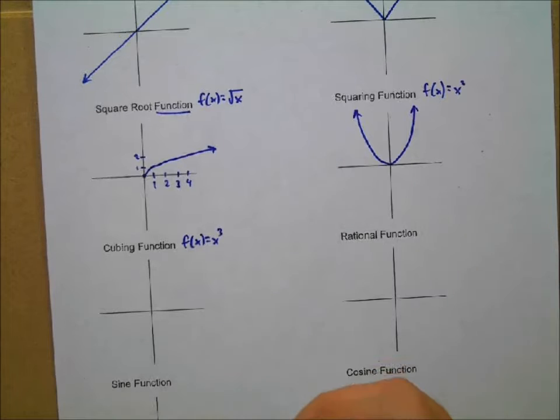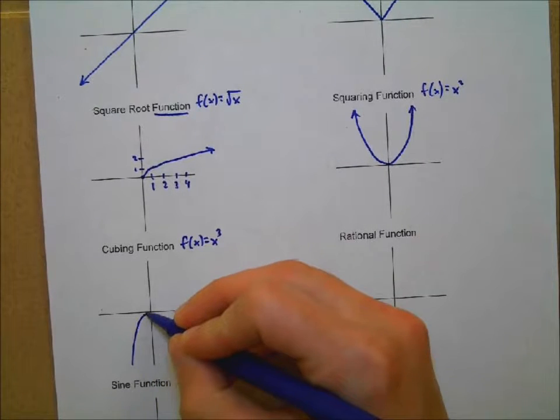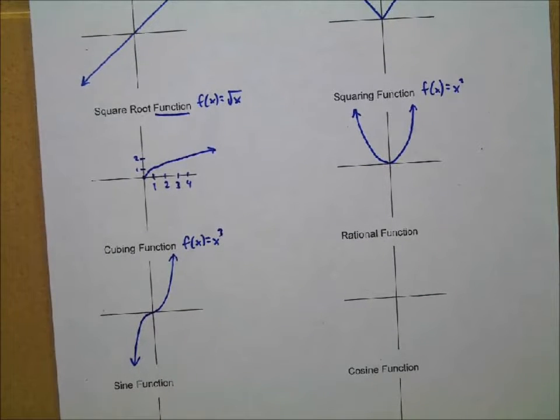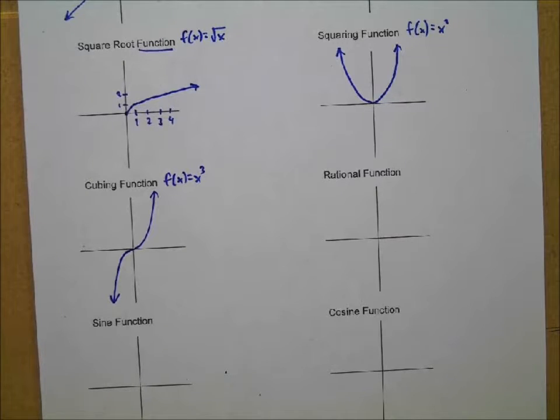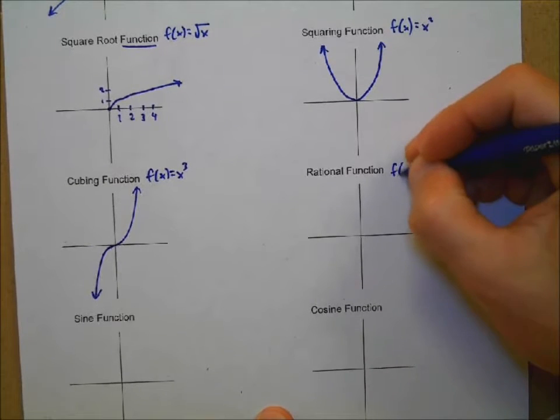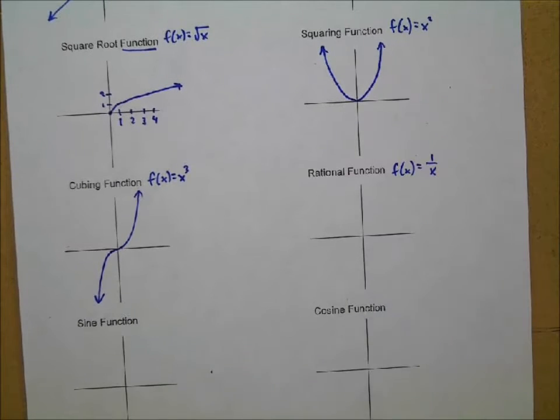Okay, x cubed, and that looks something like this. And again, I'm not too worried about getting those points down so precisely, but there it is. And we'll do one more here. We're not going to do sine and cosine just yet. We'll hold off on that until we get to our trig unit section. Rational function, 1 over x.